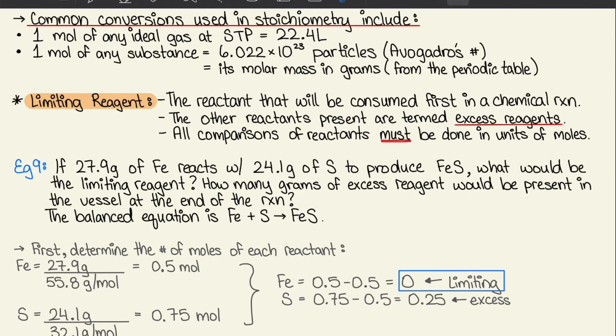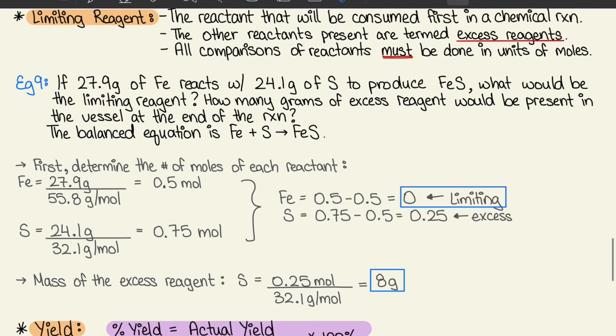Moving on to limiting reagent. The limiting reagent is the reactant that will be consumed first in a chemical reaction, and the other reactants present are termed excess reagents. All comparisons of the reactants must be done in units of moles. So we have another example here. If 27.9 grams of Fe reacts with 24.1 grams of sulfur to produce FeS, what would be the limiting reagent? How many grams of the excess reagent would be present in the vessel at the end of the reaction?